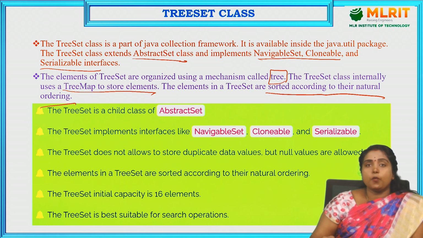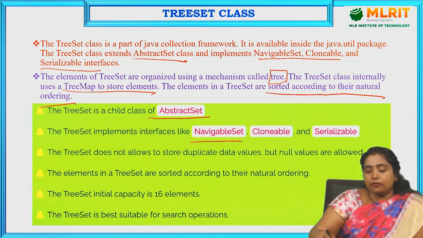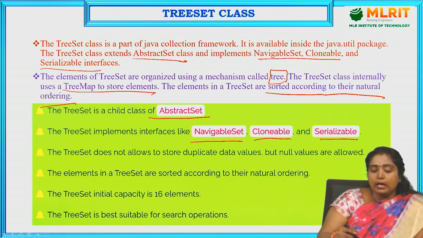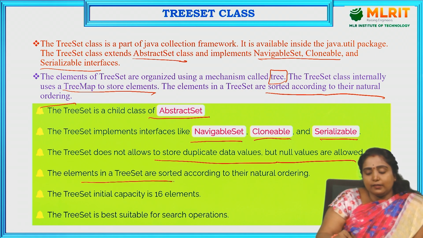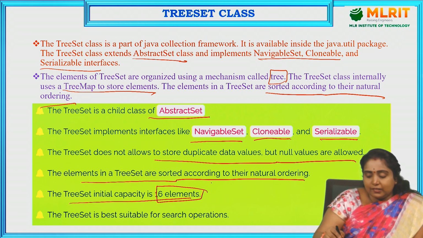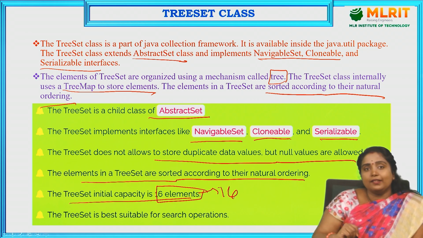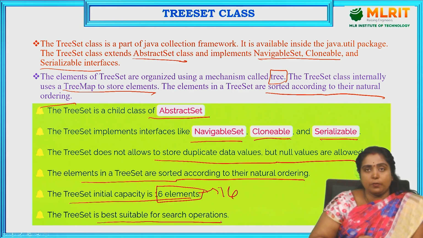And what are the points to be noted here? TreeSet is a child class of AbstractSet and it implements the interfaces NavigableSet, Cloneable and Serializable. It does not allow us to store duplicate values and no null values are allowed. Next, the elements in the TreeSet are sorted according to the natural ordering. And the initial capacity of the TreeSet is 16. It can store 16 elements. And next, TreeSet is best suitable for searching operations.